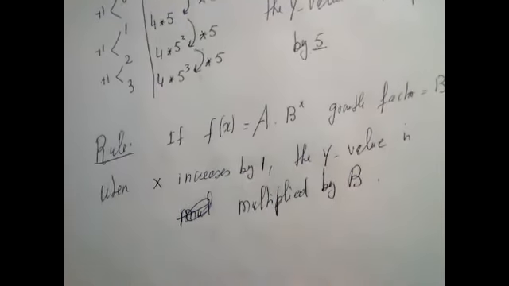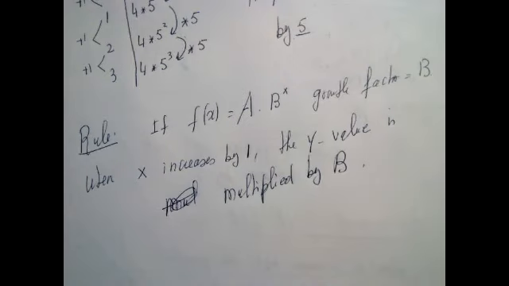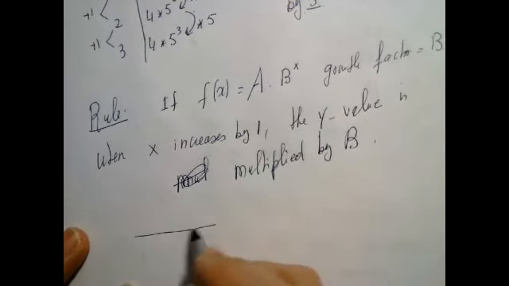by b. In linear growth, if x increases by 1, the y value increases. It's not multiplied. Every time we add the slope. In exponential growth, when x increases by 1, the y value is always multiplied by the same number. So this is actually our picture in general.